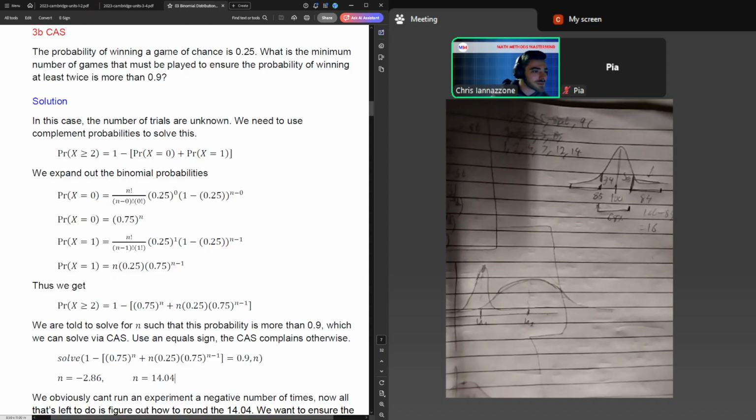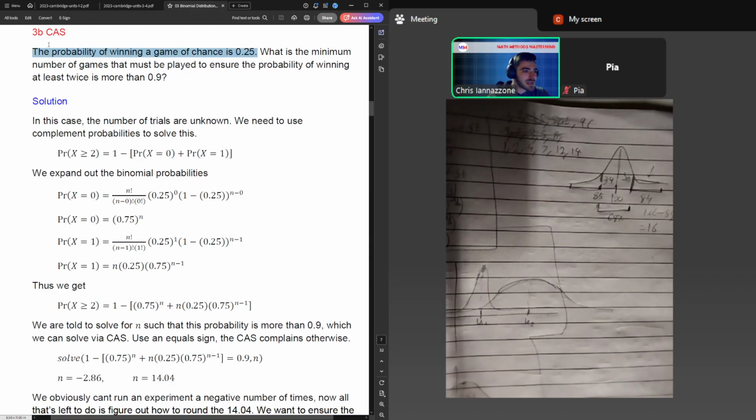But okay, what's this all about? We have our p-value. We're trying to find n, specifically the minimum number of games n, to ensure winning at least twice is more than 0.9. These are usually pretty wordy, so it becomes really important to break them down into sections essentially.